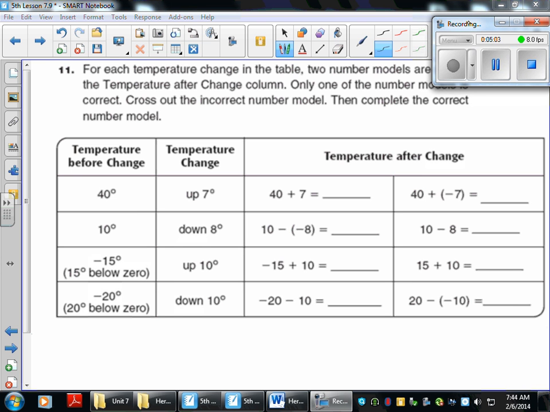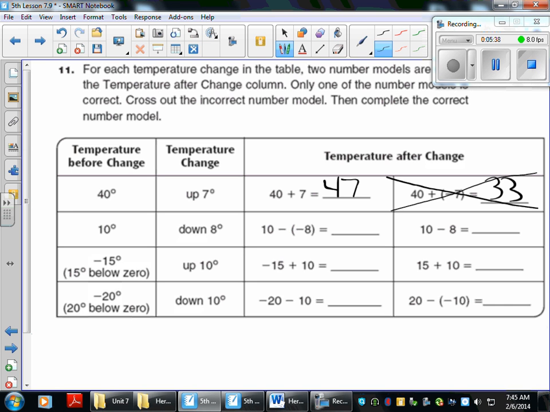Well, I say the temperature before the change is 40. Temperature change went up 7, so I know 40 plus 7 would be the correct one. So 40 plus 7 is, the new temperature would be 47 degrees. This one would be incorrect because this one would be 40 plus negative 7. So I have $40. I owe you 7. I still have $33. The correct temperature was not 33. I'm going to cross that off. That's what it tells us to do. We had a temperature of 40 degrees. It went up 7. So now the temperature is 47.